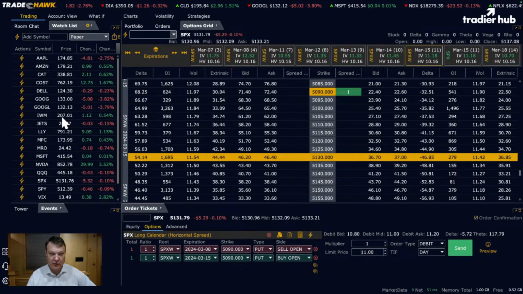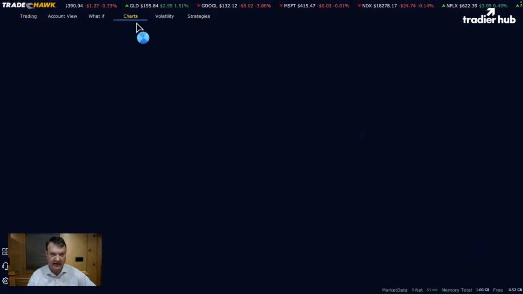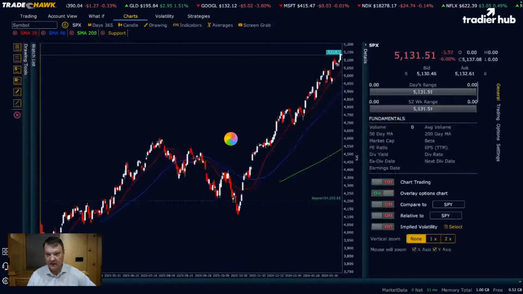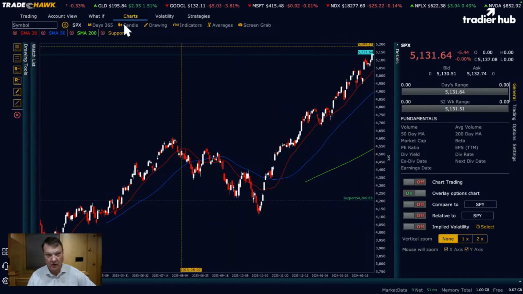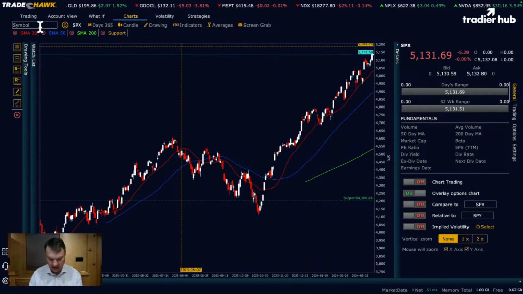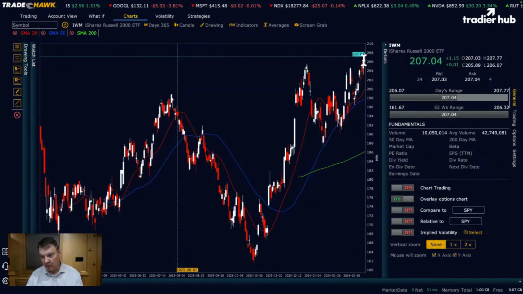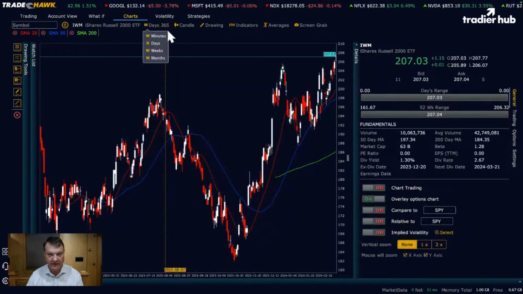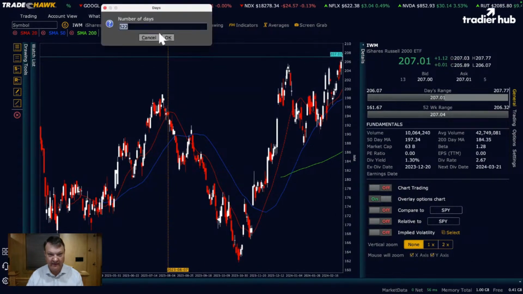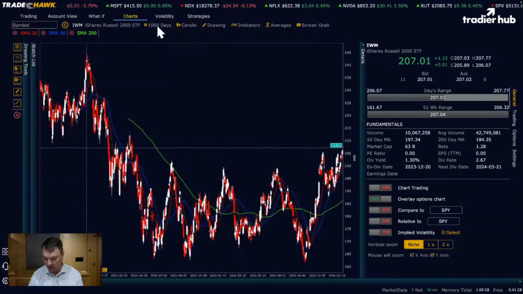It's at 207.01. So let's pull up the chart on the Russell 2000. Last week we also looked at doing a long straddle in the Russell 2000, and we finally might have a breakout that's happening. Now, the Russell 2000 index is a small cap index.